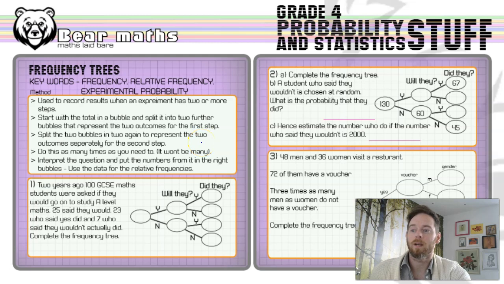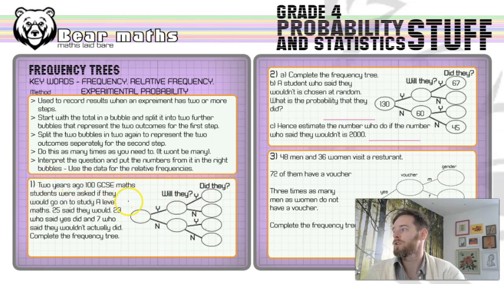The more you do this, the bigger the tree will get, obviously, quite quickly. So there's not going to be that many events that go on. There's probably just going to be those two events. Do it as many times as you need to, though. Interpret the question and put the numbers from it in the right bubbles. Use the data for the relative frequencies, which are the probabilities that you could get and calculate at the end of it.